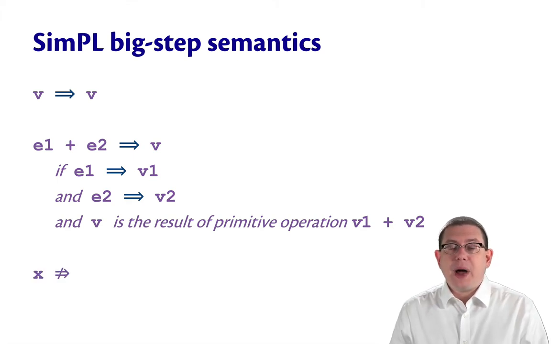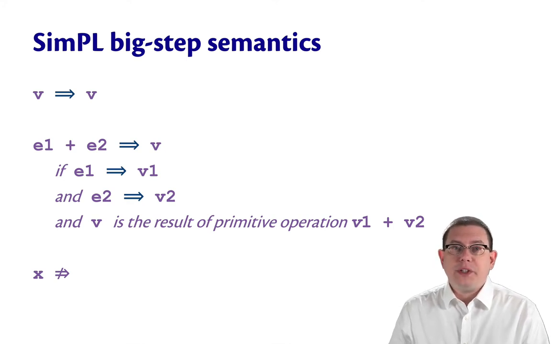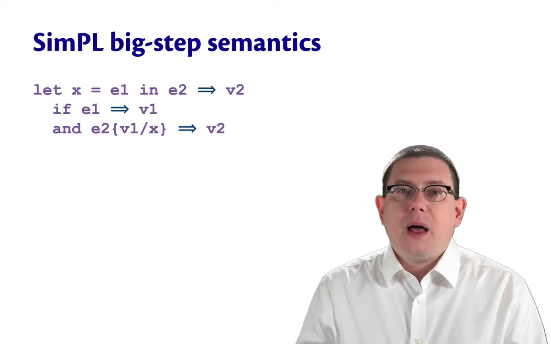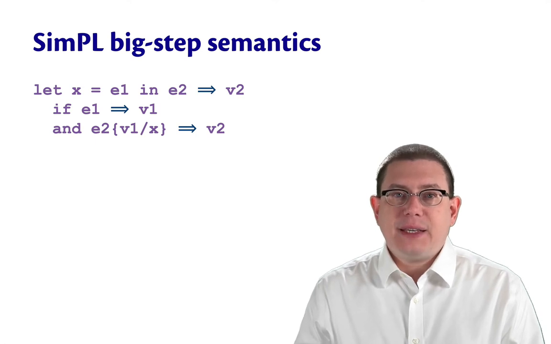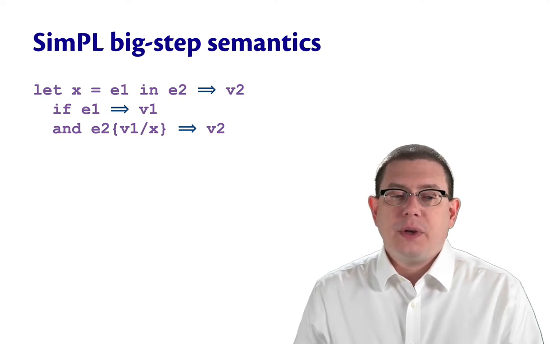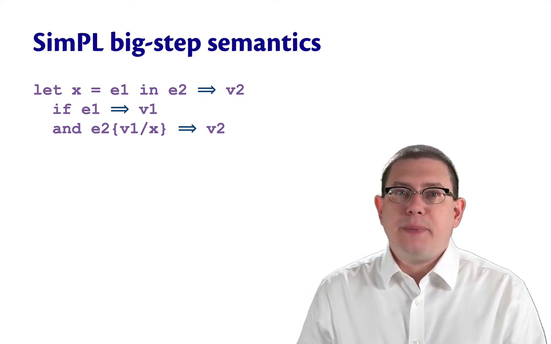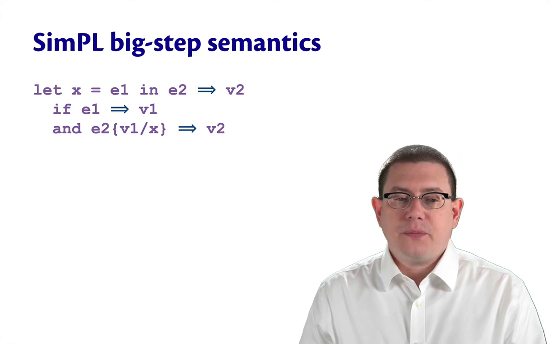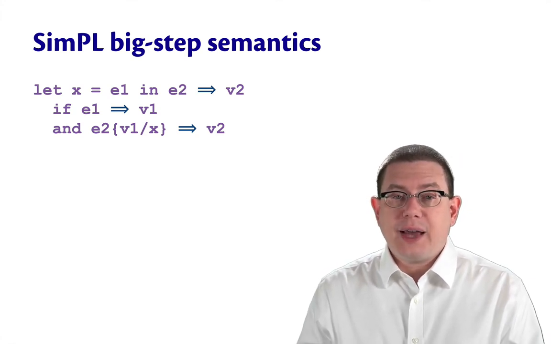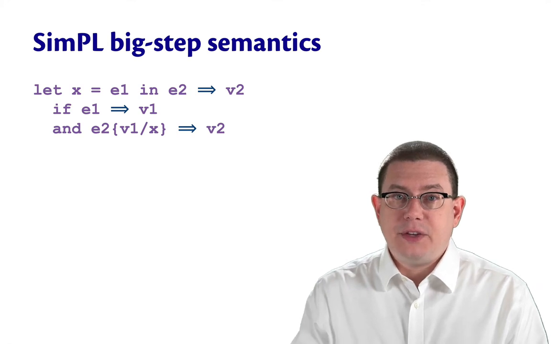A variable name by itself does not big step. That goes back to what we talked about before. It indicates an unbound variable. A let expression, let x equal e1 in e2, big steps to a value v2 if two other things hold. First, e1 must big step to a value v1. And then e2, with v1 substituted for x, must big step to v2.